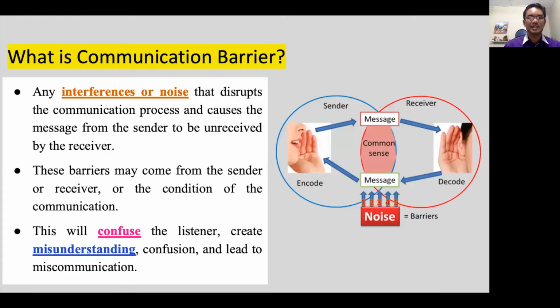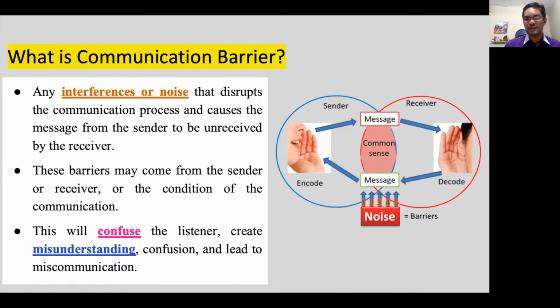What is communication barrier? Any interferences or noise that disrupts the communication process and causes the message from the sender to be unreceived by the receiver. Apa saja halangan ataupun bunyi. Noise ni bunyi bising. Halangan. These barriers may come from the sender or receiver or the condition of the communication. This will confuse the listener, create misunderstanding, confusion and lead to miscommunication.